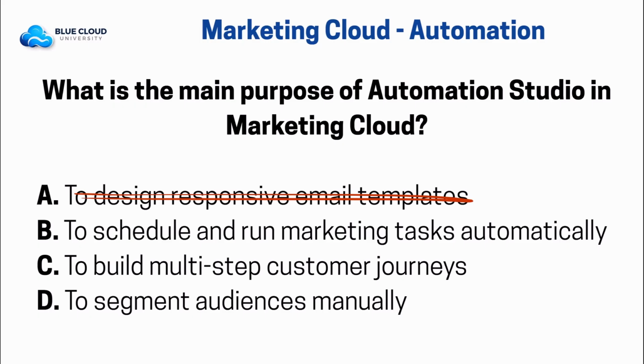Let's look at answer B, which says to schedule and run marketing tasks automatically. And the answer is, yeah, that sounds pretty good. And the ability to set something up, especially during our downtime in the middle of the night, to say, hey, I want you to do these things so that when I arrive at work in the morning, everything will be ready to go. That may be an option. Let's look at C and D and see if there's anything else that stands out here.